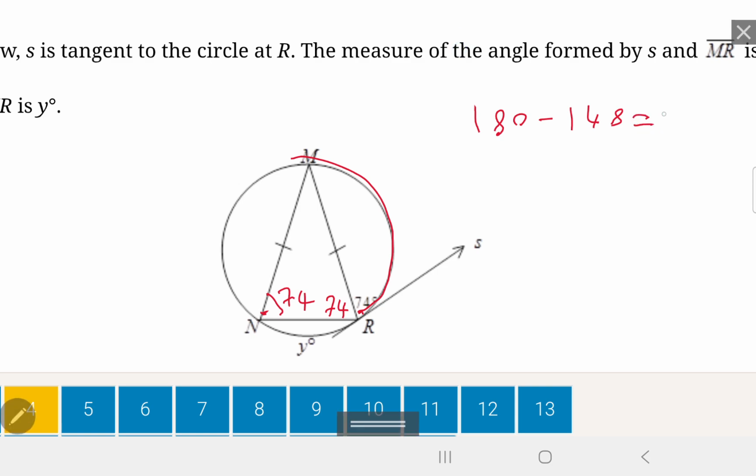So here, this angle is 32. And the arc opposite to the angle is twice it. So y is equal to 32 times 2, which is 64.